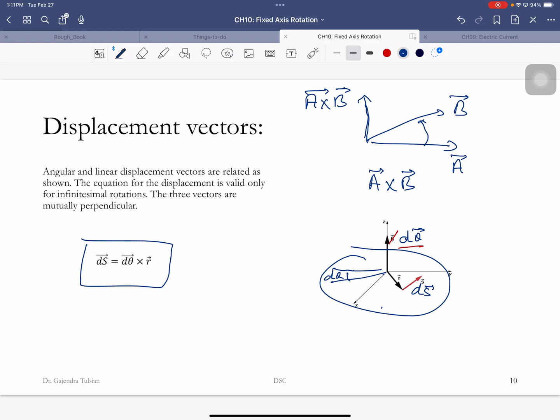I'm sorry? Yeah, the small arc length. It's tangent to that point, so it's approximately equal to the arc length. Yeah. It's going in a circular path, but its instantaneous displacement is in that direction.